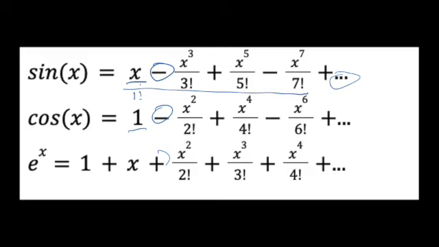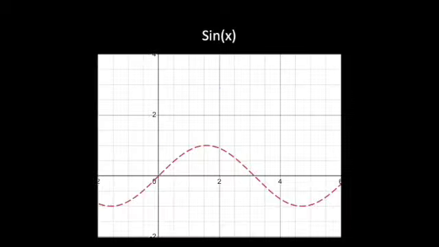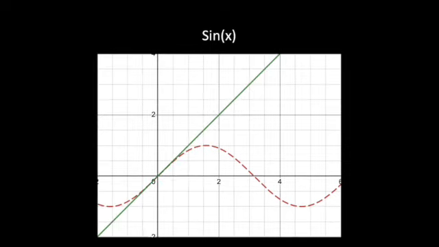But first, let's look at a sine graph. So here we have a regular sine graph. And so what we can do is we can set a tangent line equal to it. In this case, the tangent line is y equals x. And that's actually the first term in the Maclaurin or Taylor series expansion of sine of x. And if we look around the origin, you can see that it's very accurate.